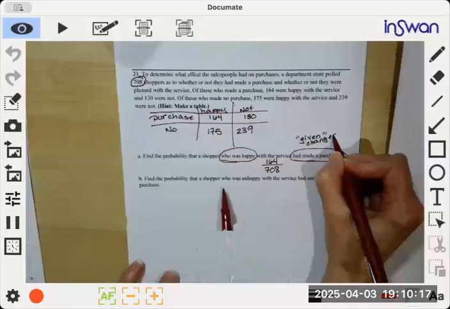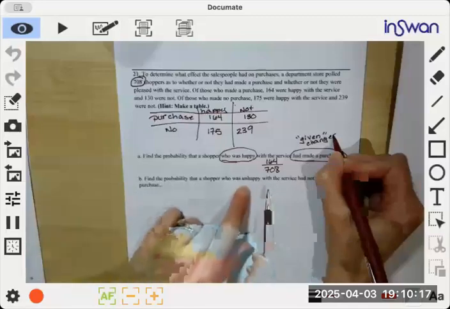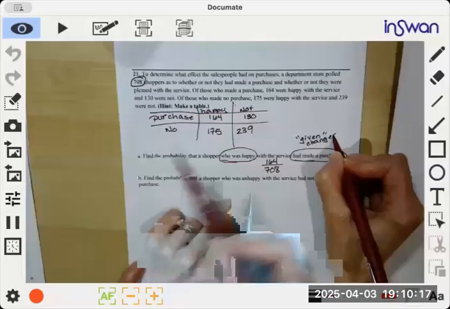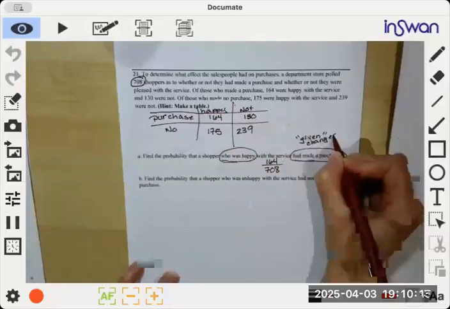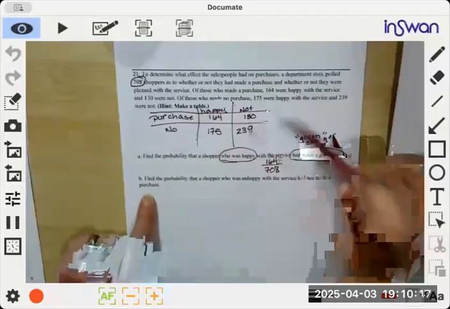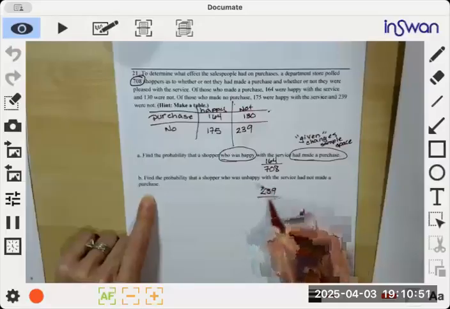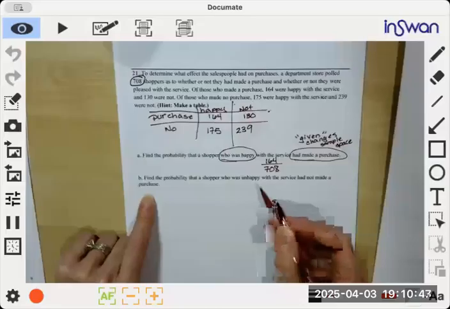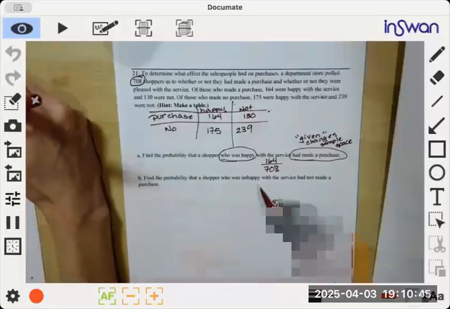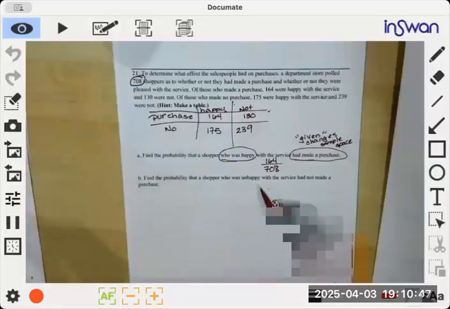So find the probability that a shopper who was unhappy with service had not made a purchase. So that's 239 over 708. Okay, thank you.